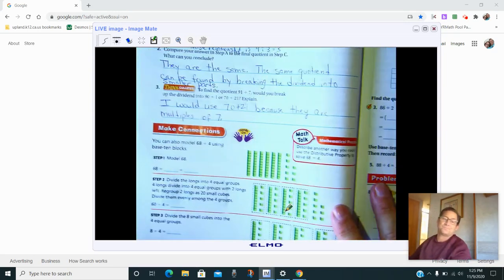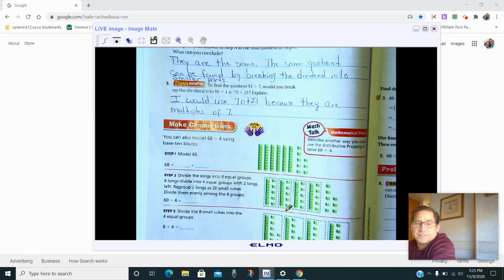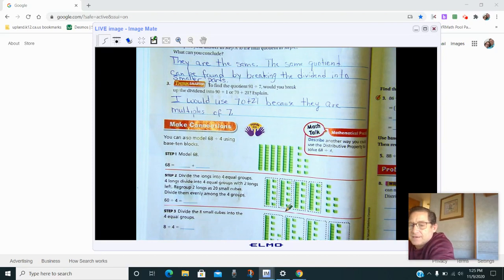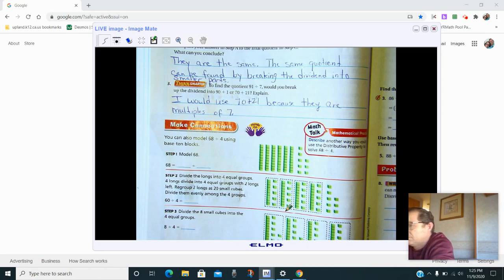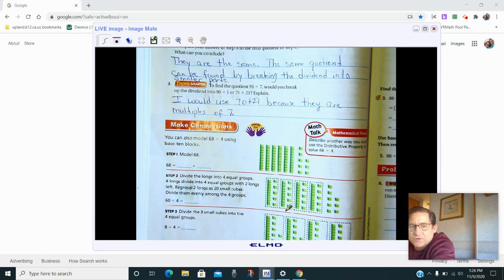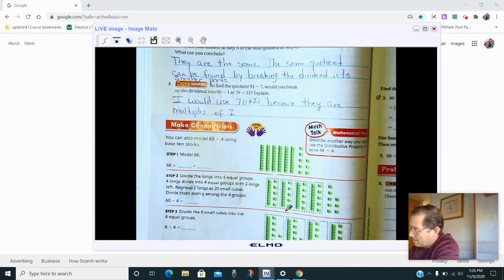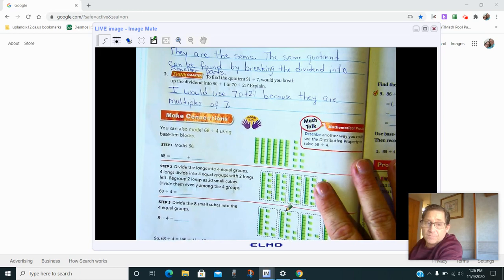Okay, so I would use 70 plus 21 because they're multiples of 7. 90 is not a multiple of 7. 7 is not a factor of 9, so I don't see why you would break it up into 90 plus 1. You didn't make it any easier. In fact, you probably made it harder. All right.